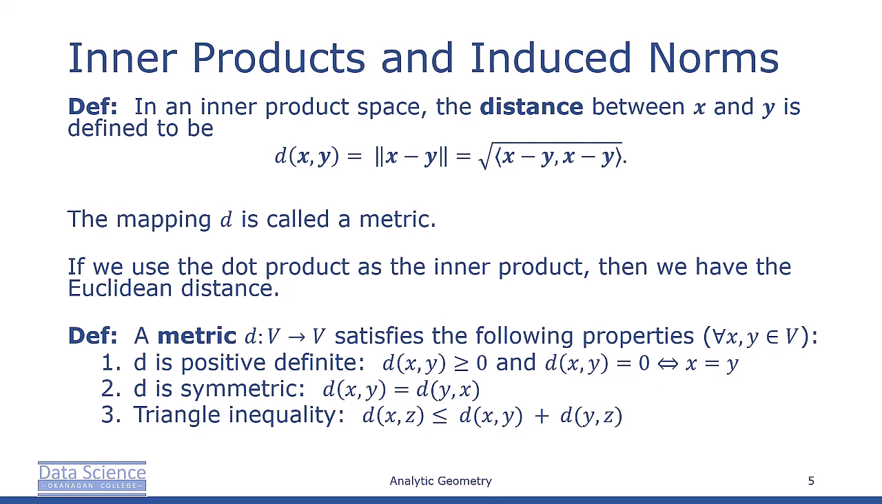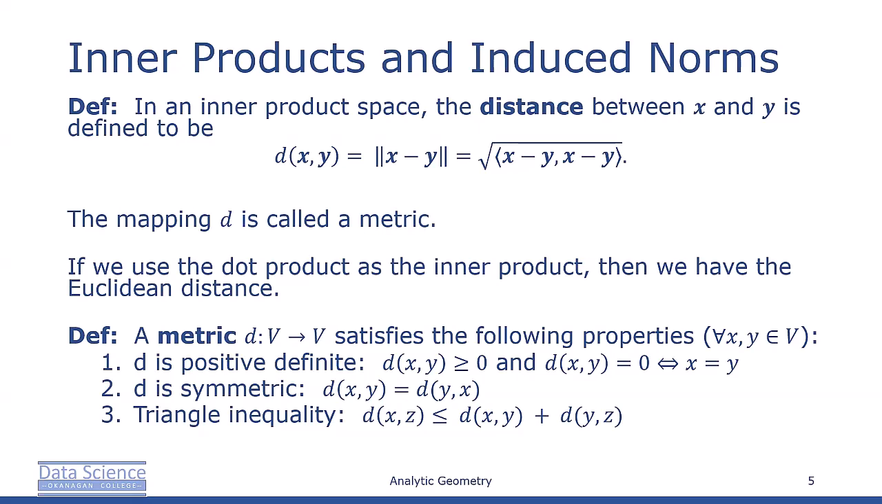Here we're going to talk about the distance between two vectors. In an inner product space, the distance between vectors x and y is defined to be d(x, y), which is equal to the norm of x minus y, which is the square root of the inner product of x minus y with itself. This mapping d is called a metric. If we use the dot product as our inner product, then we have Euclidean distance.